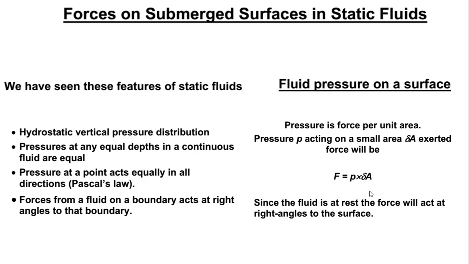If we take a case where there is mercury on one side and water on the other, even if the force is acting perpendicular, we are not going to get the same pressure at that point. So what we have to keep in mind is that pressure at a point acts equally in all directions, and this is for a continuous fluid. The other thing we have looked at is fluid pressure on a surface. We know that pressure is equal to force per unit area.